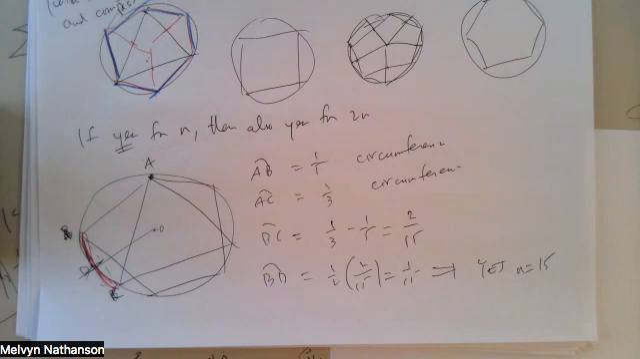So that's pretty good. So there are infinitely many n for which there is a straight edge and compass construction of the regular polygon with n sides inscribed in the circle.